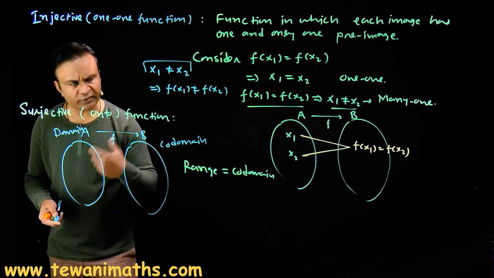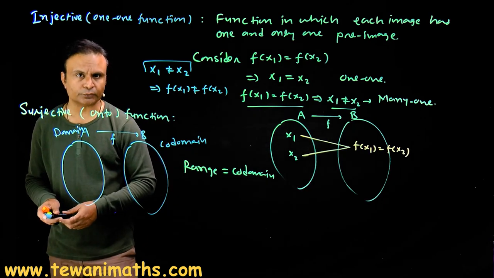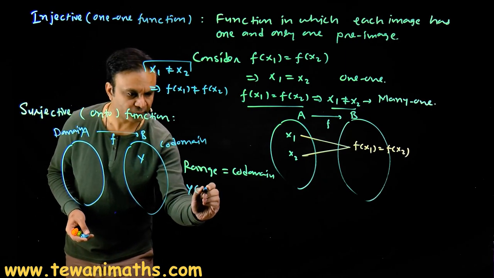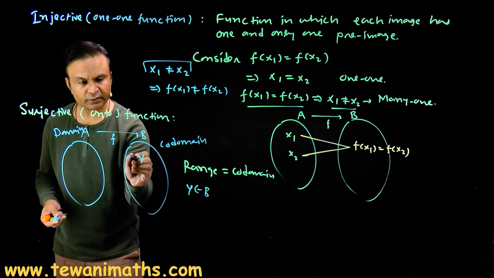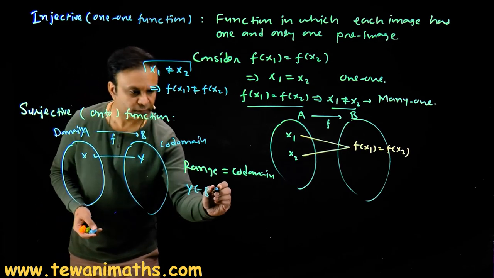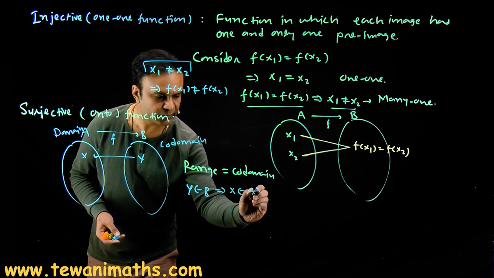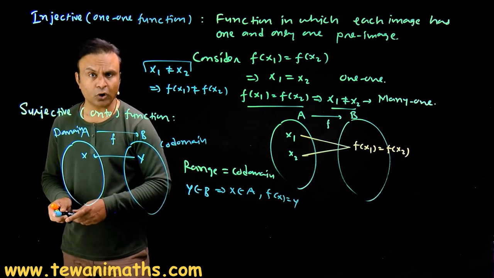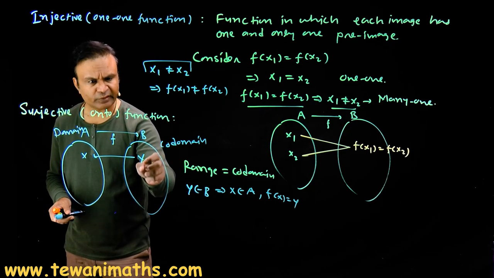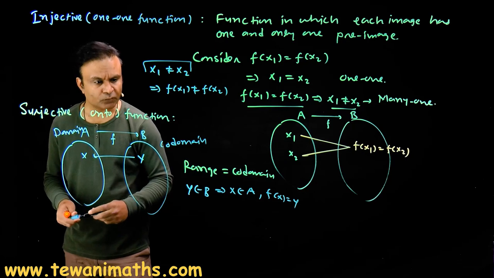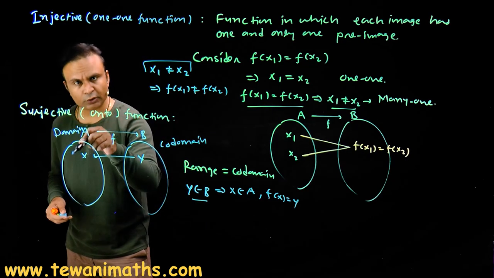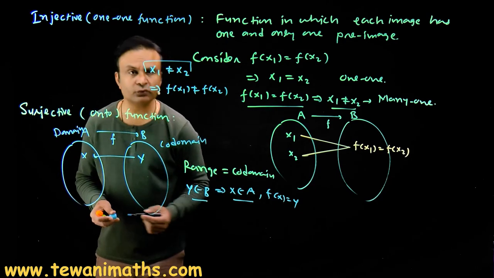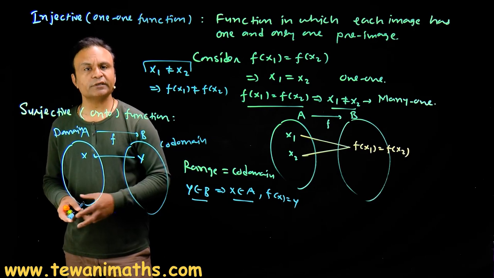In questions, how we can prove that function is onto? If I take some y belongs to B, and for that if I get some x belongs to A such that f(x) is equal to y, then function is called onto. हम क्या करेंगे, सेट B में हम कोई भी एक इमेज ले लेंगे और उस इमेज के लिए आपको डोमेन के अंदर एक ऐसा एलिमेंट मिलता है जो प्री इमेज है, जिससे f(x) is equal to y हो जाए, then function is called onto.